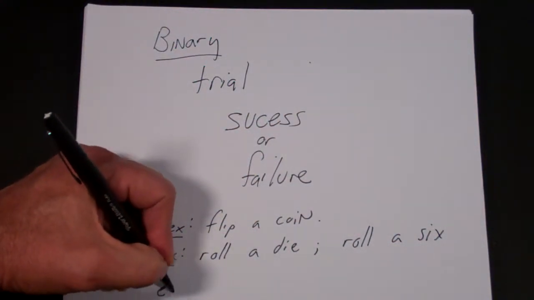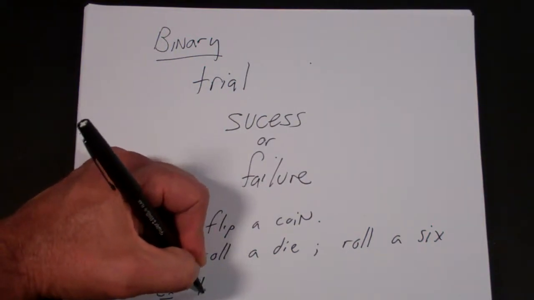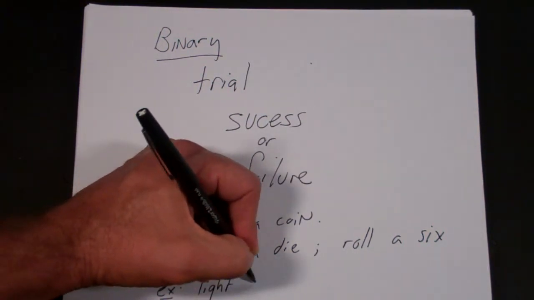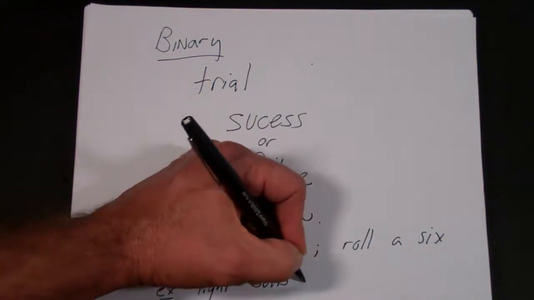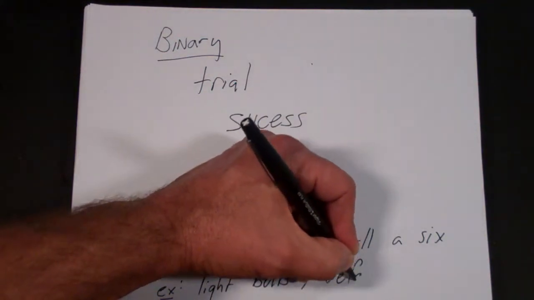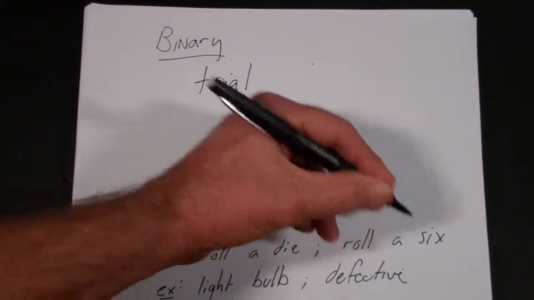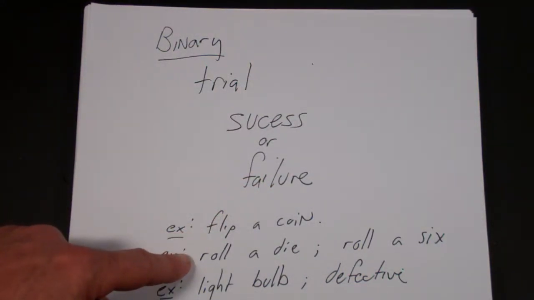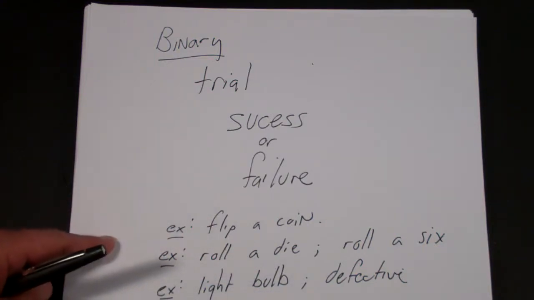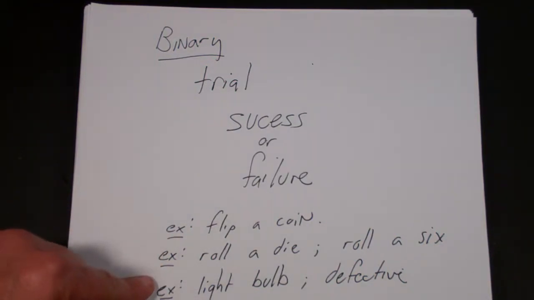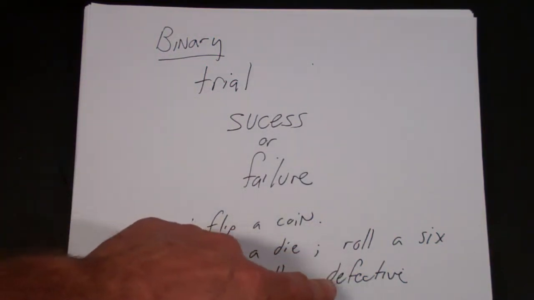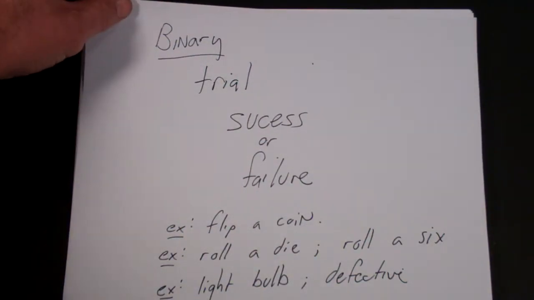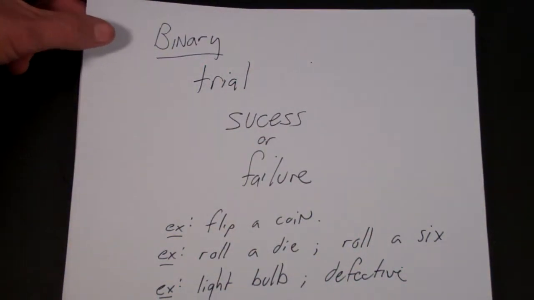Another example is if you have a light bulb and you want to know if it works or if it's defective. If you notice, all of these are binary because you flip a coin, you either get a head or a tail. You roll a die, you either get a 6 or you don't get a 6. And if you have a light bulb, it is either defective or it's not defective. So each trial needs to be binary.